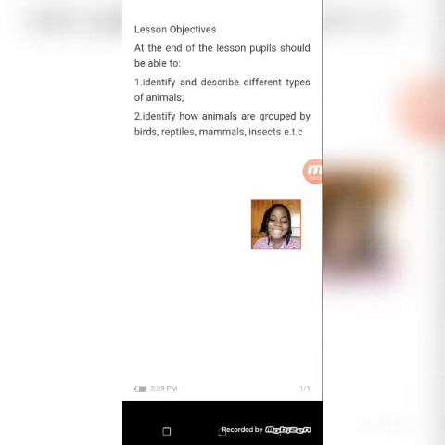So in basic science today, we'll be talking about animals. I'm sure you know what animals are, right? Animals are also living things. The animals you see around you. So let's go straight to the lesson objectives.